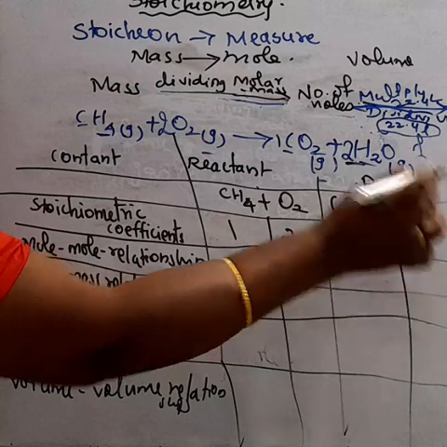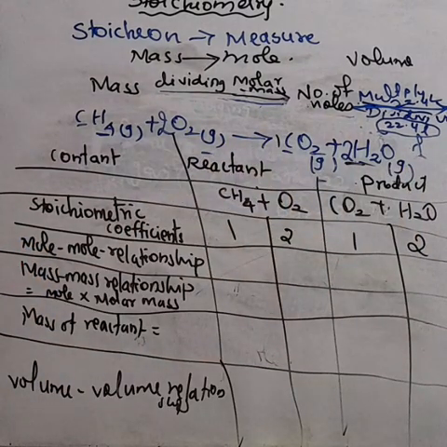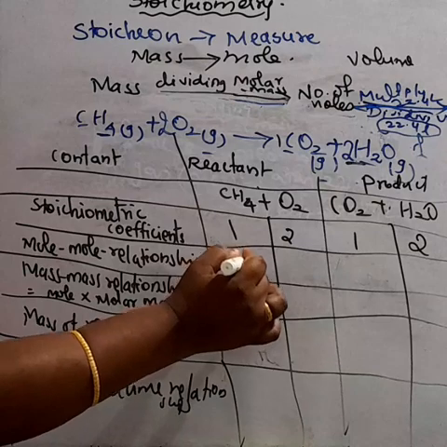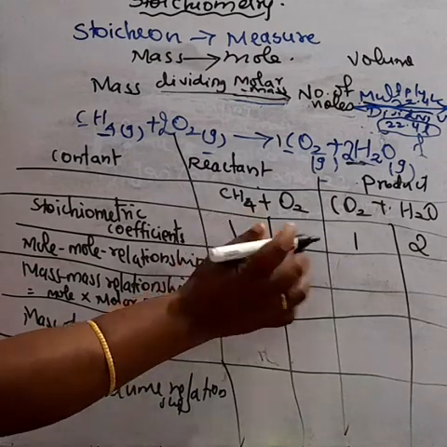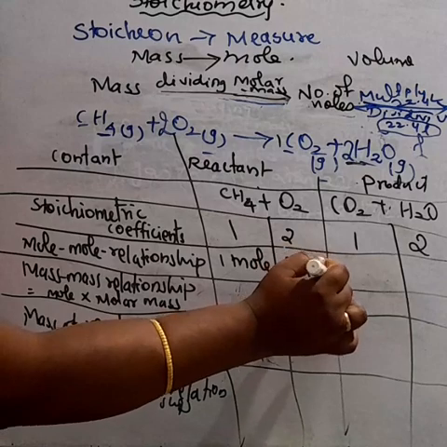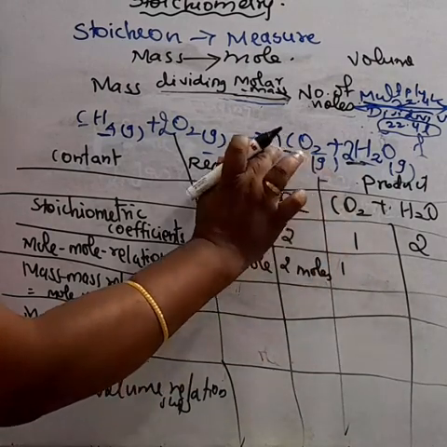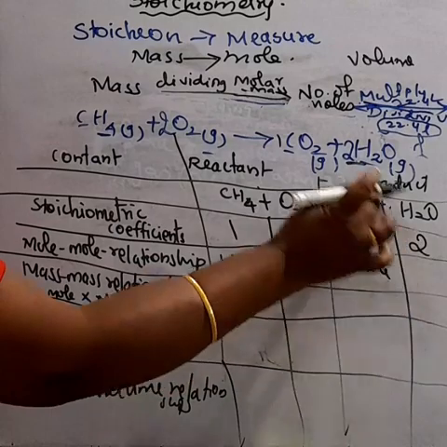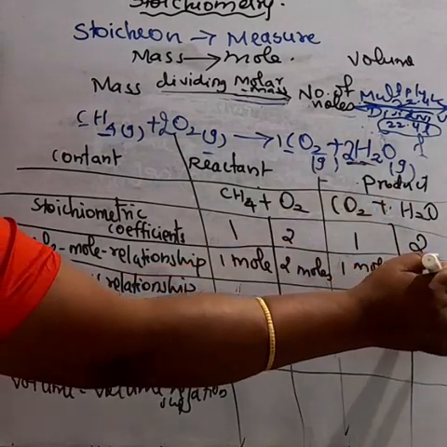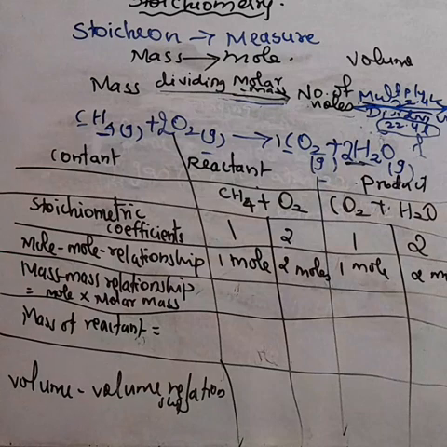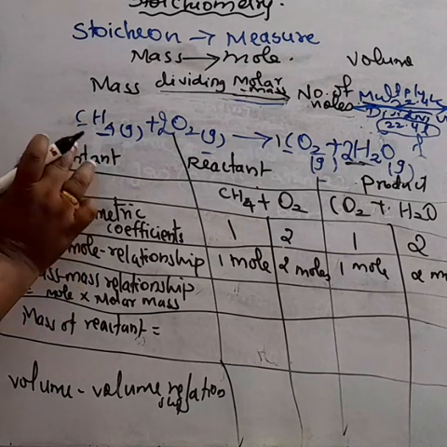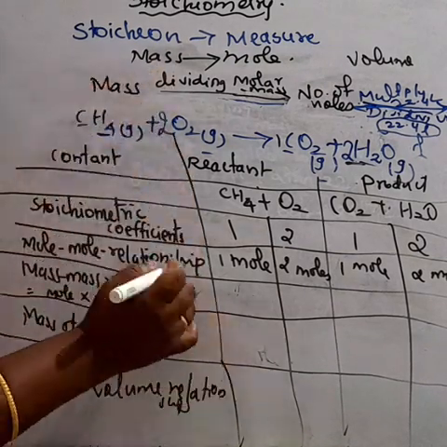And then the mole relationship. Stoichiometric coefficient 1 means how many moles? Only 1 mole. But oxygen, 2 moles. On the product side, carbon dioxide 1 mole and water 2 moles. Okay, and then the mass relationship, that is how we get the mass from mole. Number of moles into molar mass, we get the mass relationship.